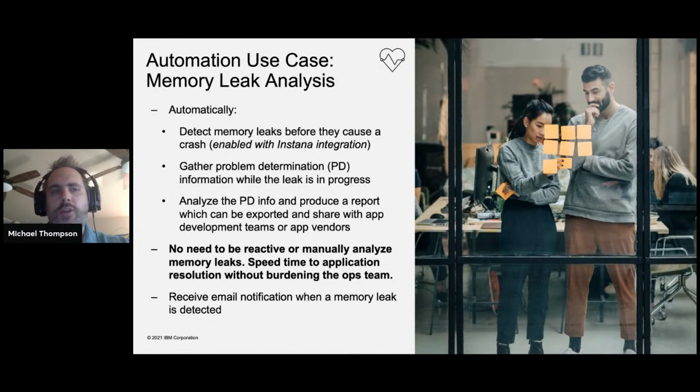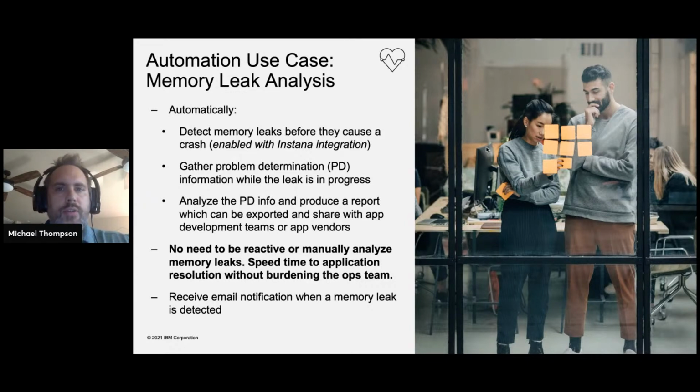With this Instana integration, we're able to detect memory leaks before they cause these adverse effects and proactively gather the problem determination information that we need to understand what the root cause is. Once WebSphere Automation gathers that problem determination information, it brings it back to WebSphere Automation for automated analysis, where we produce a report that can be exported and shared with the application development team or app vendor to speed time to corrective action. What this means is you no longer need to be reactive or manually analyze memory leaks.